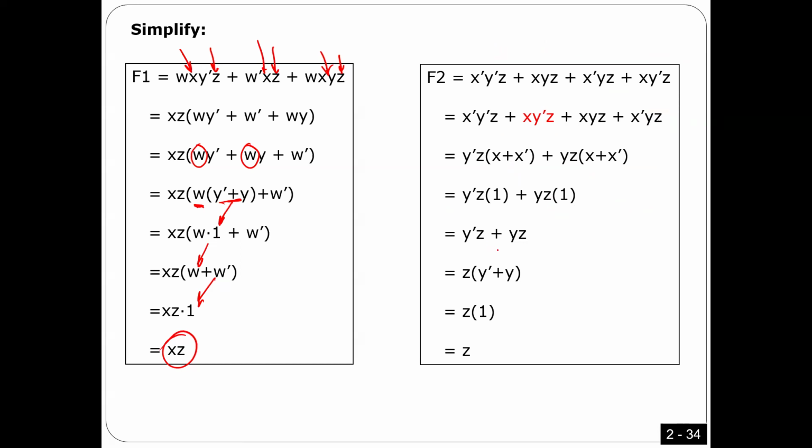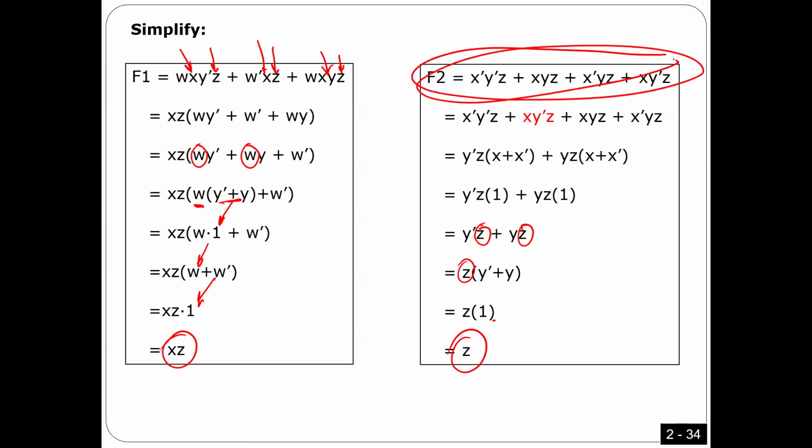As you see here, you can notice when you AND with 1, you get the same value. Anything AND 1 is the same thing. So you can notice here we have z and z, so I can take z as a common factor. So y prime or y equals 1, so now z. Very interesting. So look, this big function is actually equal to z. You got what I'm saying?